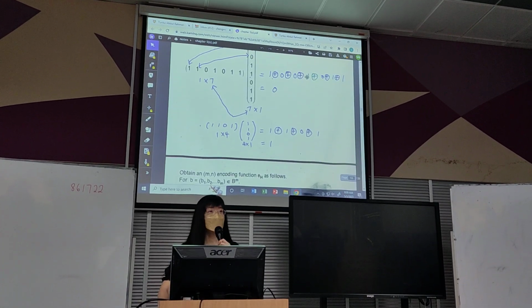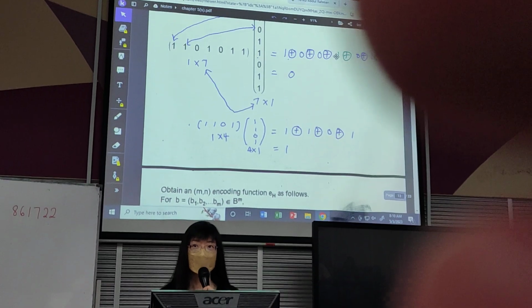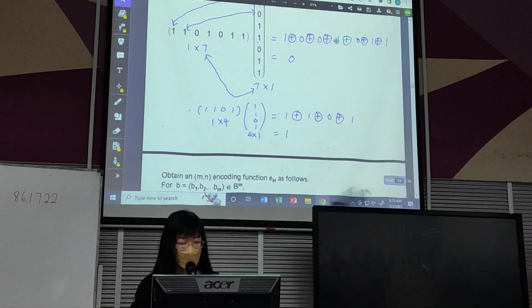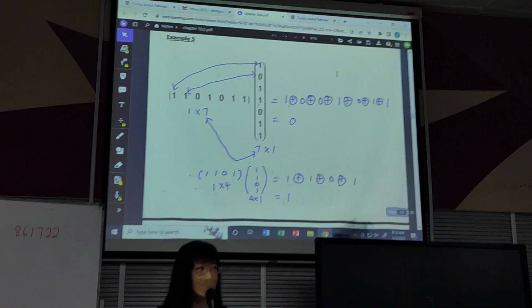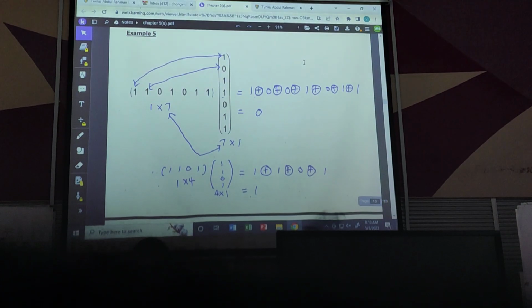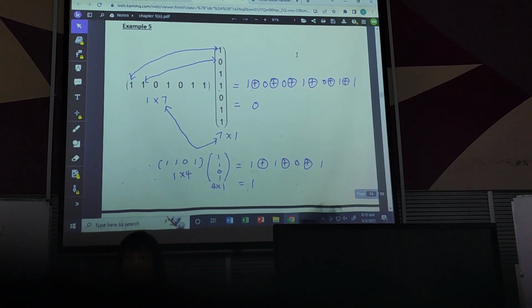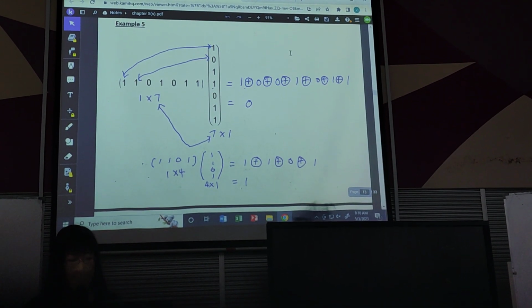Foundation of the matrix, huh? Yeah. Still remember? Now this is the row and the column only, yeah? So we will look at the matrix if, let's say, we have more than one row and more than one column. So how do we want to multiply the matrix?